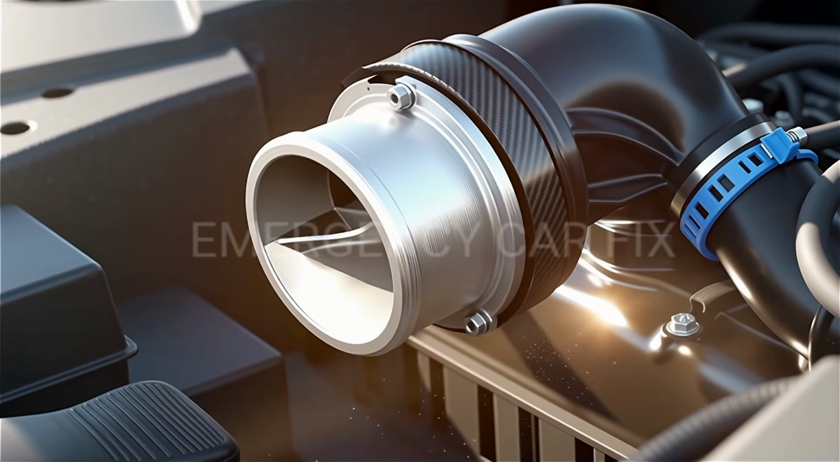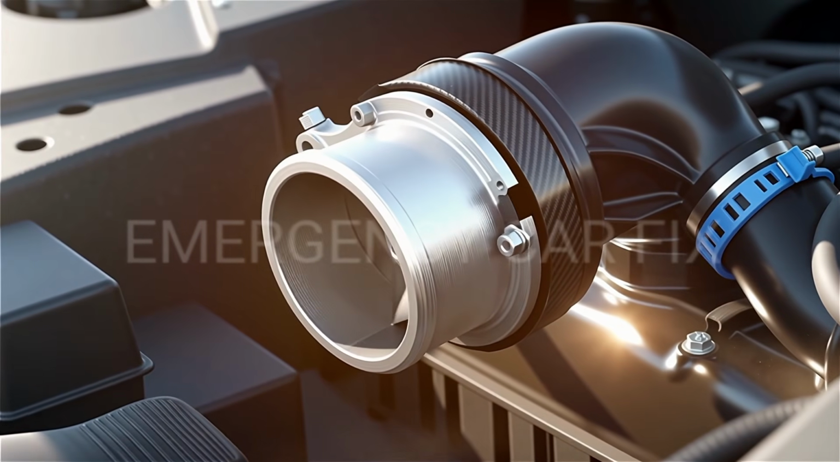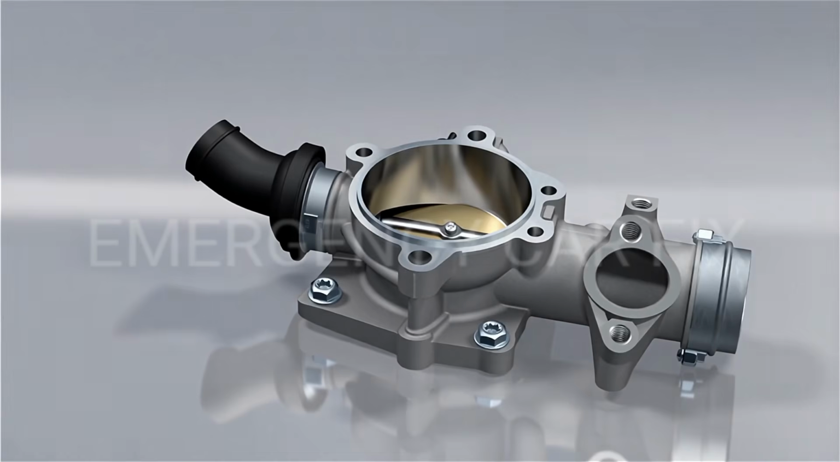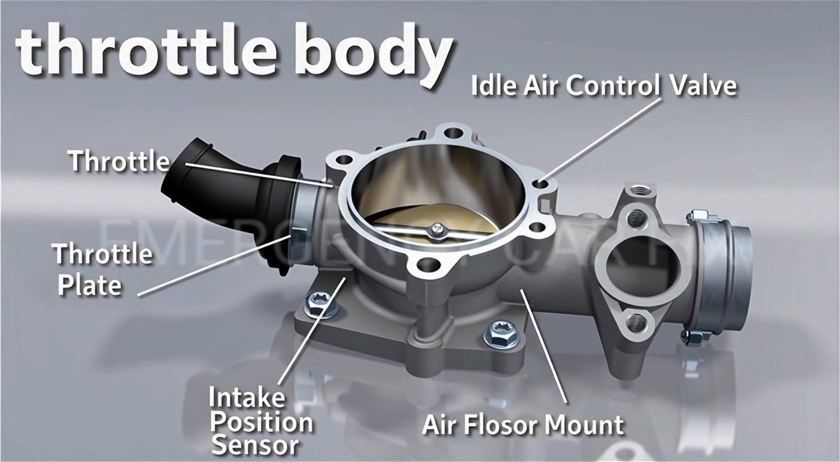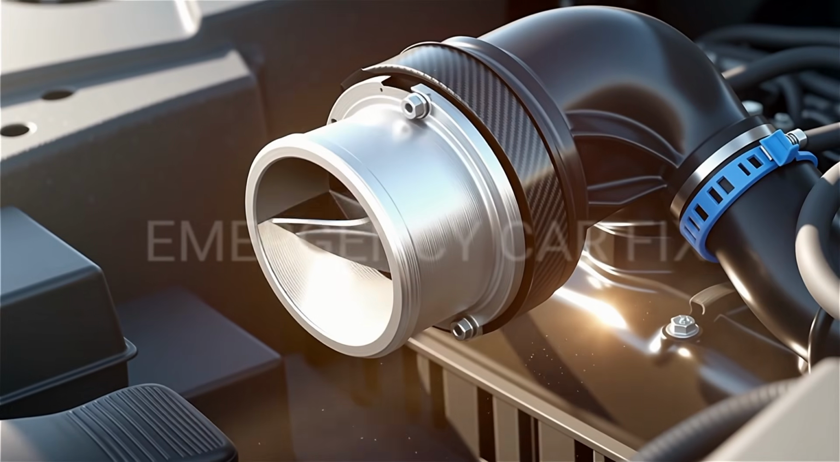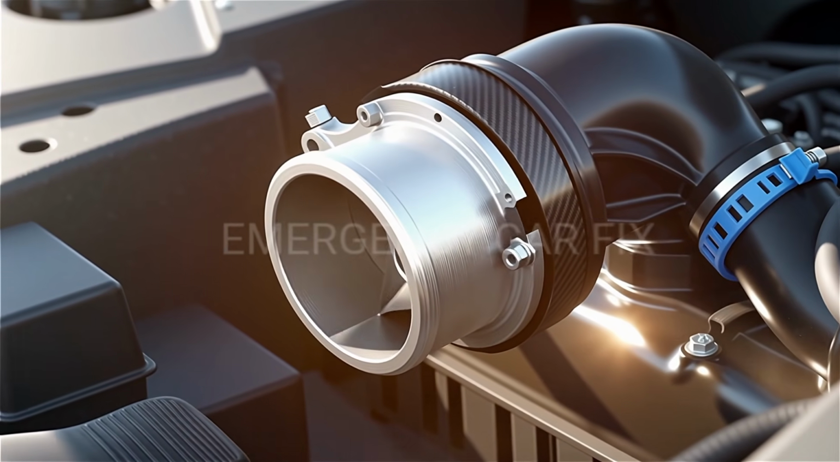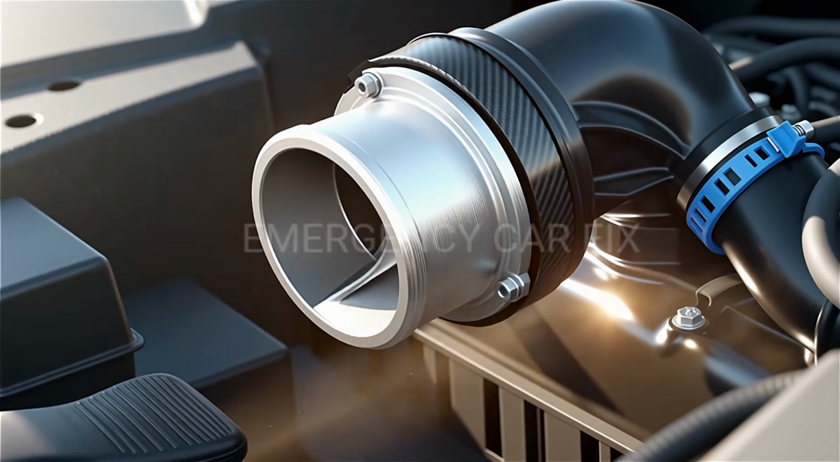Number 21. Throttle body. The throttle body controls the amount of air entering the engine, adjusting airflow based on driver input, which directly influences engine speed and power output, ensuring smooth acceleration and responsive vehicle performance during different driving conditions.